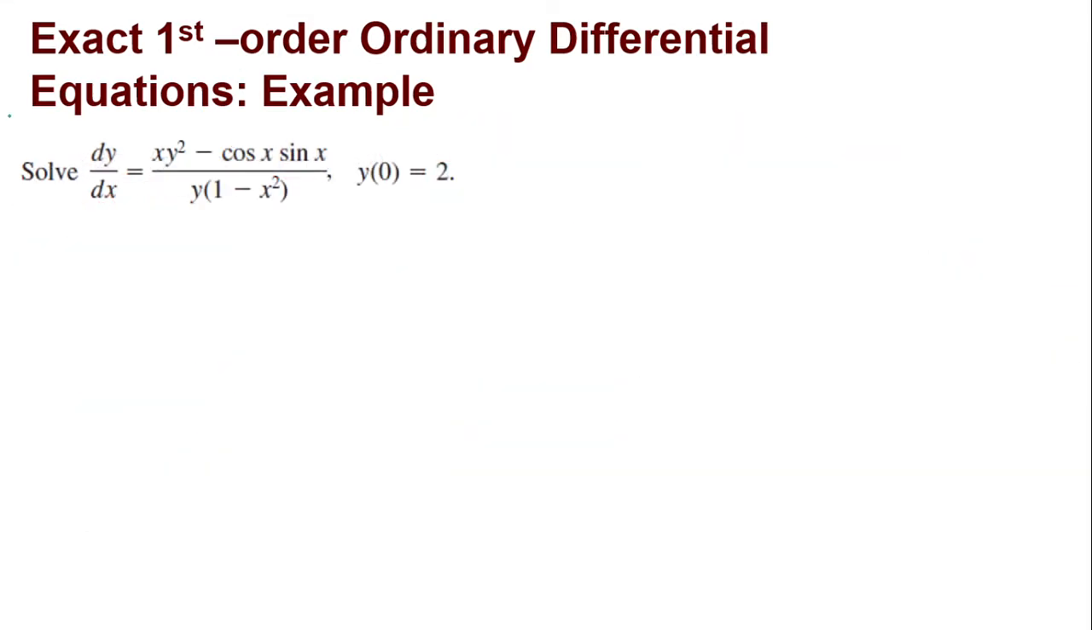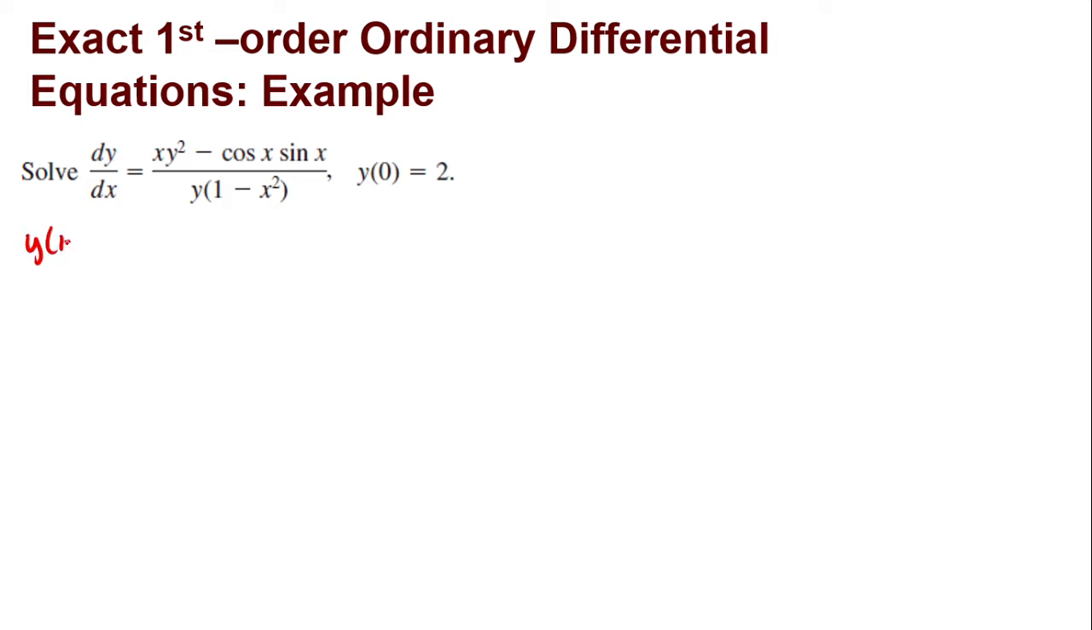So we have another example here. We're going to solve the differential equation dy over dx equals (xy squared minus cosine x sine x) over y times the quantity (1 minus x squared), with the initial condition y(0) equals 2. So we have an initial value problem. Our differential equation is not in differential form, so we have to rearrange it so that it is easy for us to identify M(x,y) and N(x,y).